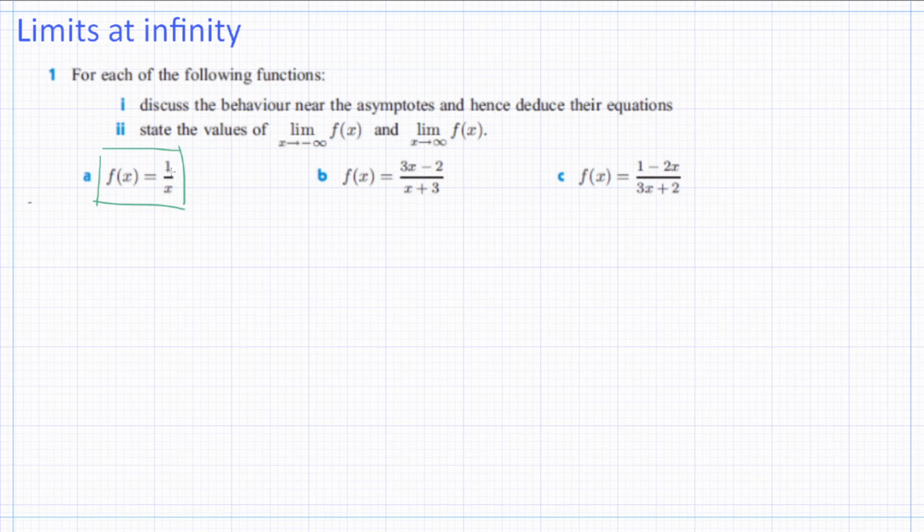So we have this first function here, 1 over x. If you remember the graph of this function, if you don't, you should, this is what we call a reciprocal function, right? It keeps going here and there, and it never touches the vertical, and it never touches the horizontal axis. So that's the function that we have. Now, discuss the behavior near the asymptotes.